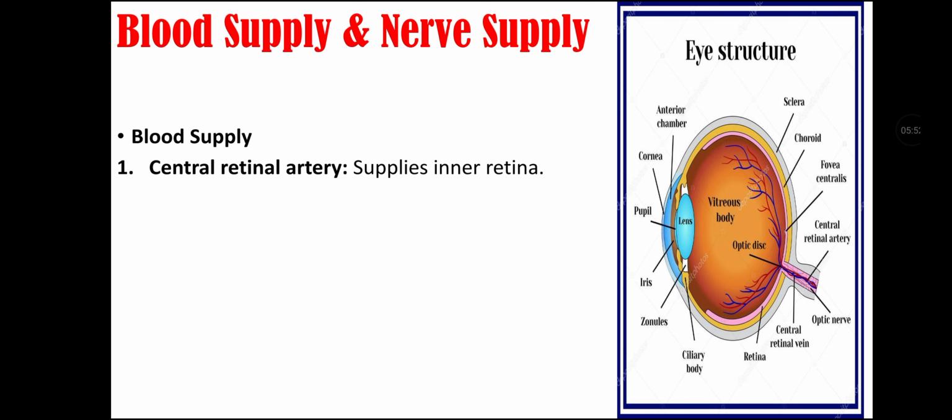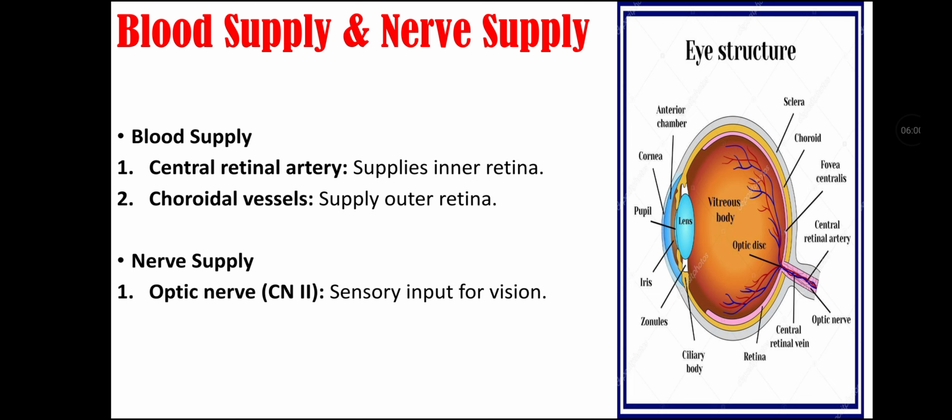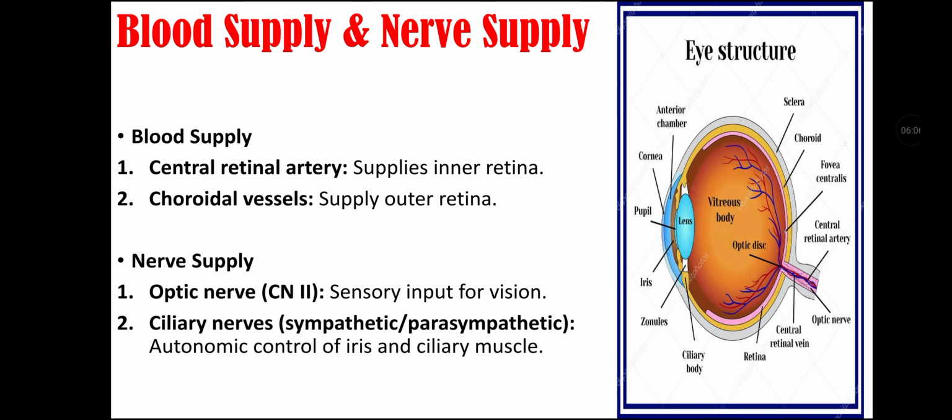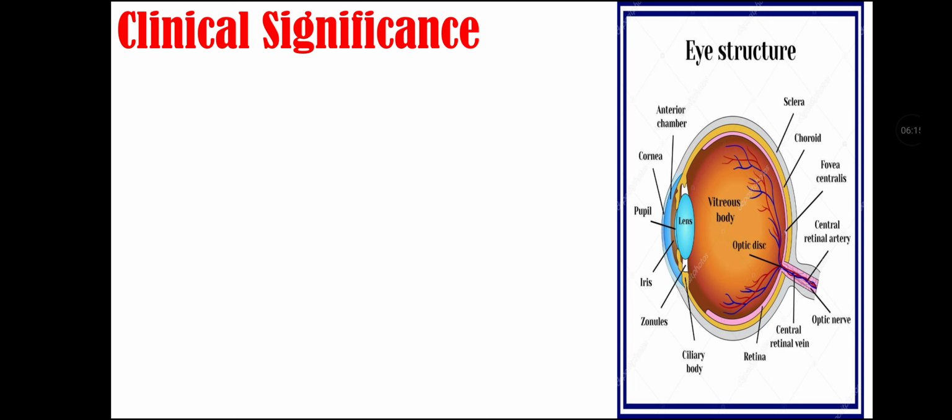Blood supply and nerve supply of eyeball. Blood supply is by central retinal artery that supplies inner retina. It is also by choroidal vessels that supply outer retina. And then the nerve supply is by optic nerve, that is cranial nerve number 2, that supplies sensory input for vision. And nerve supply is also by the ciliary nerves that provide sympathetic and parasympathetic nerve supply, and it is autonomic control of iris and ciliary muscle.